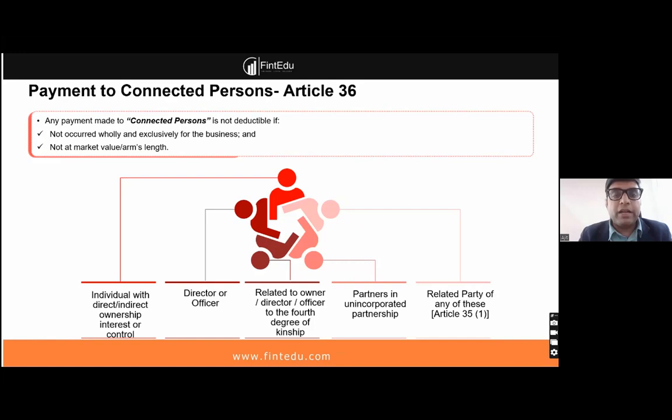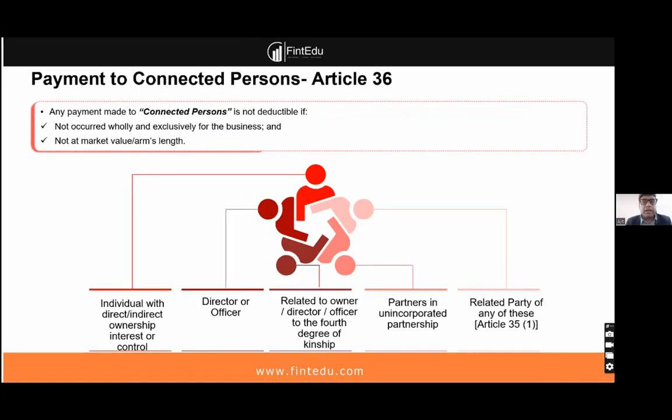Now, who are the connected persons? Connected persons can be individuals with direct or indirect ownership, the first type of people. Second is the director or officer. Now, officer is not defined in the law. Officer can be a broad term. A general manager can be an officer, a VP or a business head can be an officer. But if we talk about the intent of the law, a practical approach can be taken. A person who basically has significant decision-making power can be considered as an officer. So this is very important to evaluate when identifying who are the connected persons.